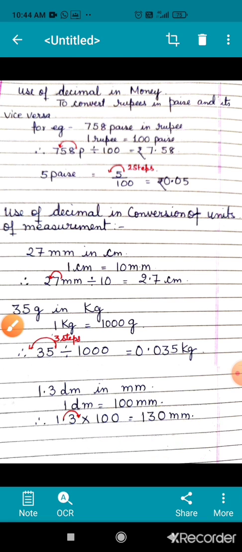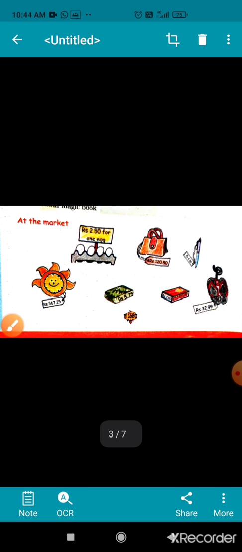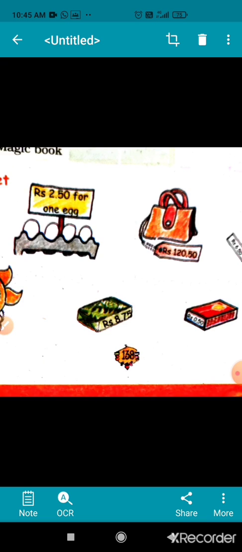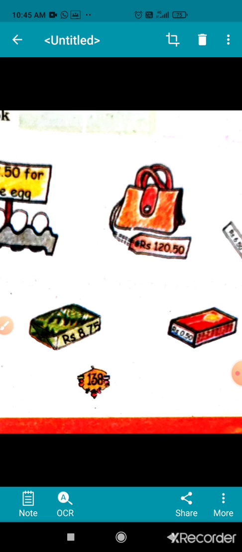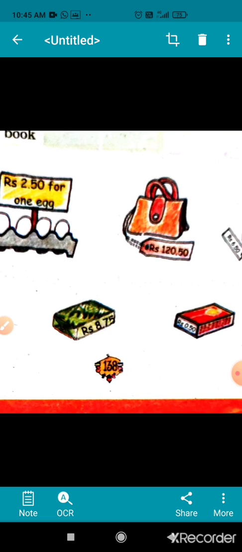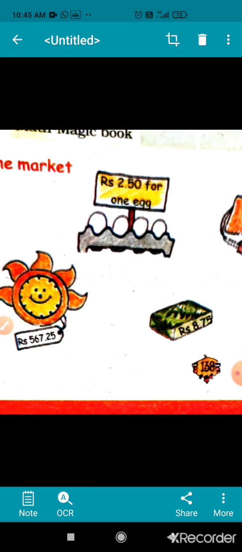Now let us see a few questions from your book. Children, you all love to go to the market and we buy different things from the market. So here we will use our decimal knowledge in calculating money. Here you can see the prices of different items.